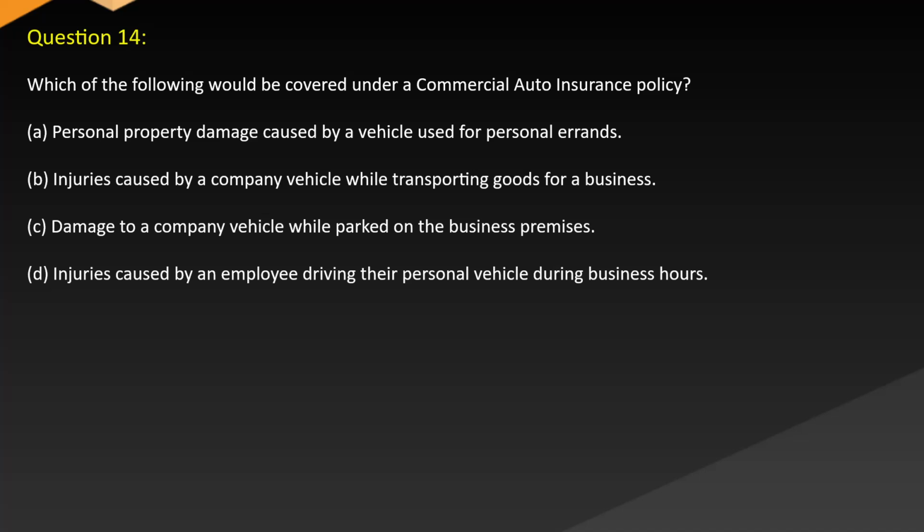Question 14. Which of the following would be covered under a commercial auto insurance policy? A. Personal property damage caused by a vehicle used for personal errands. B. Injuries caused by a company vehicle while transporting goods for a business. C. Damage to a company vehicle while parked on the business premises. D. Injuries caused by an employee driving their personal vehicle during business hours.